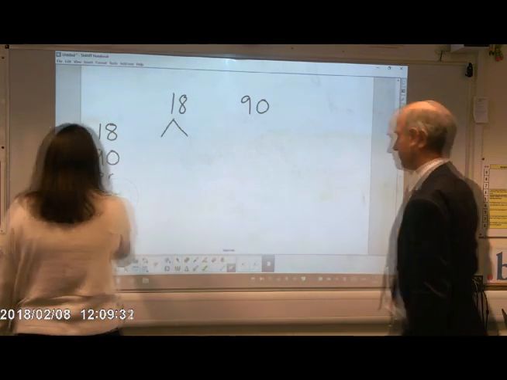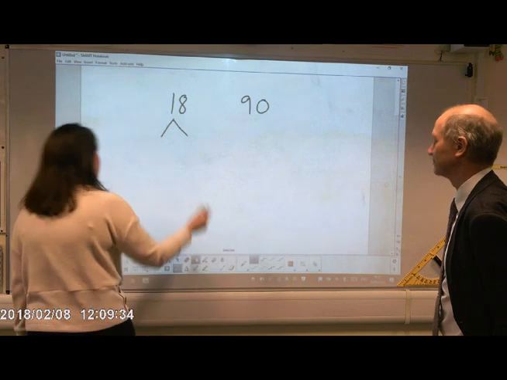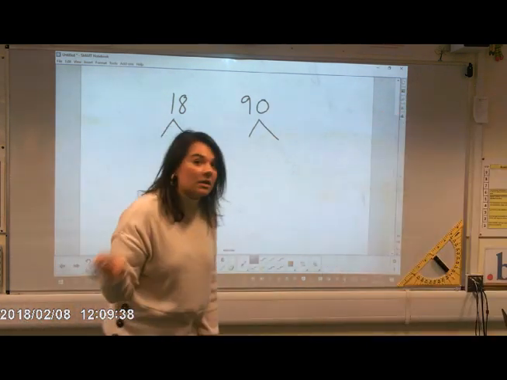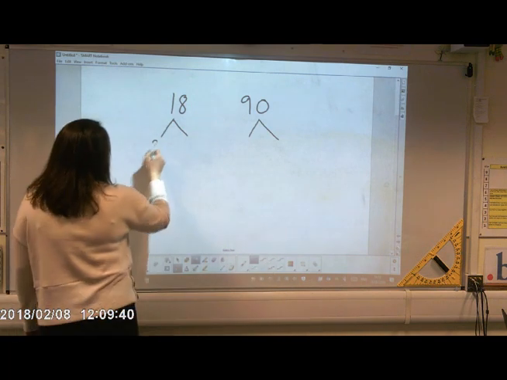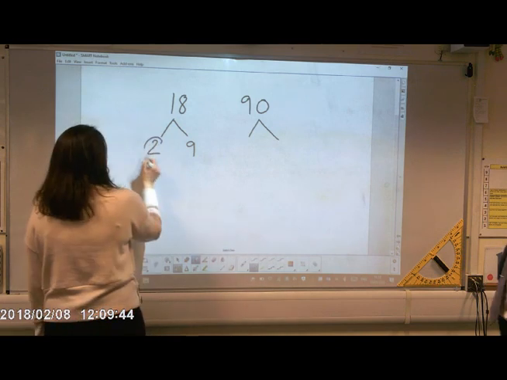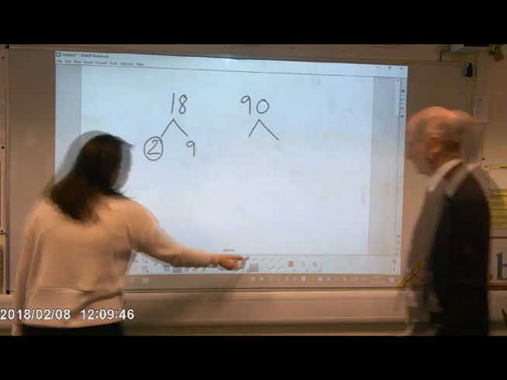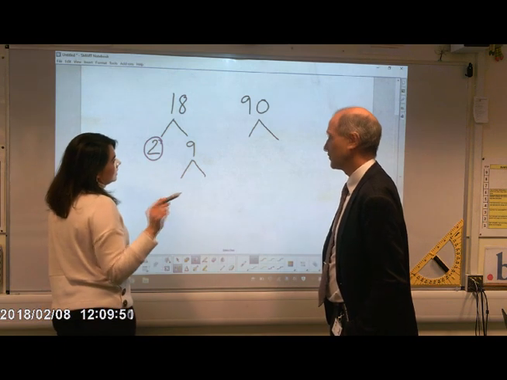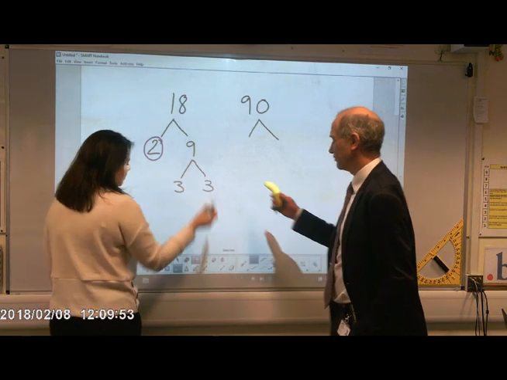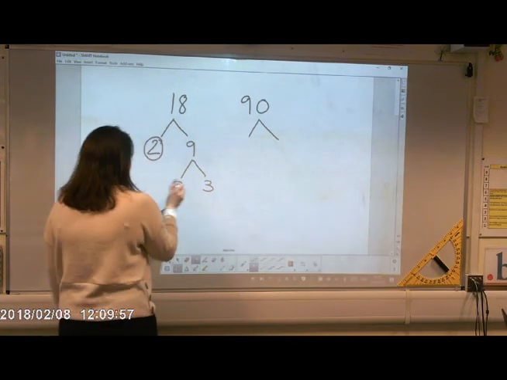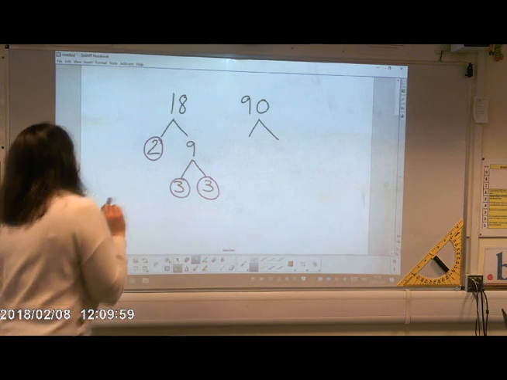Okay, so let's go with these two. Two numbers, and they're both even. So a great way to start is dividing them by 2. So 2 times 9. Oh, 2's a prime number. I'm going to circle that in a nice pink colour because that's really nice and pretty. And 9 is not a prime number, but what are the two factors of 9, Mr. Casey? 3 and 3. Both prime, so you need to circle those. And we've got 3 and 3.